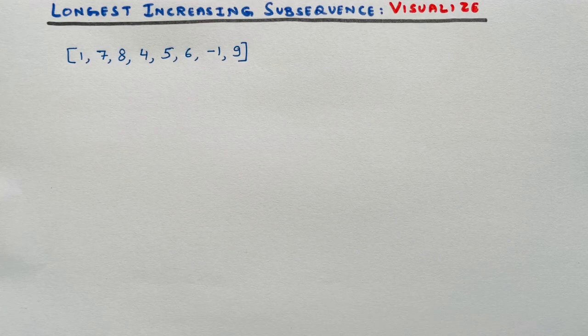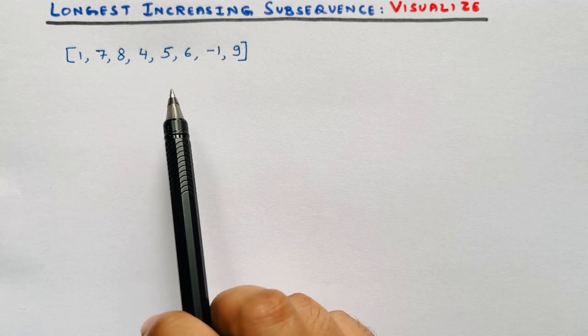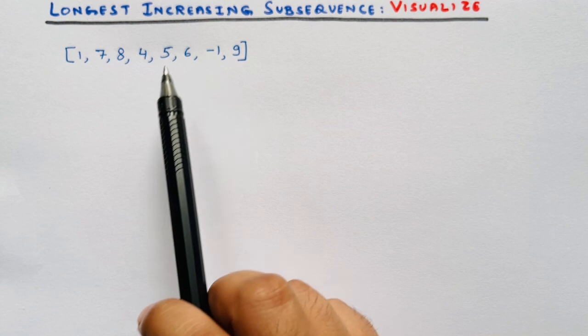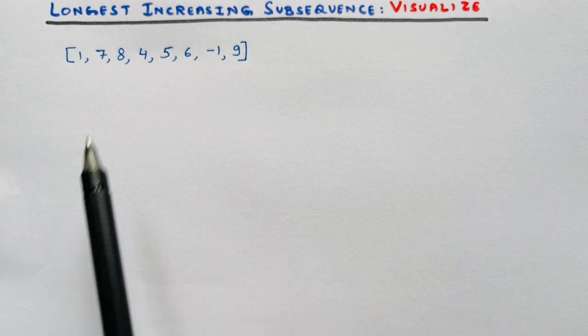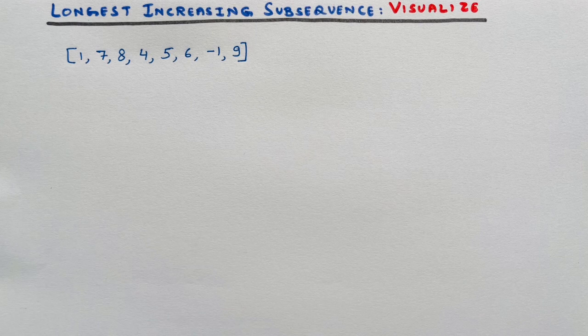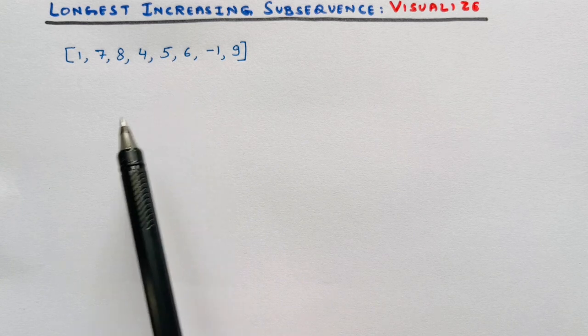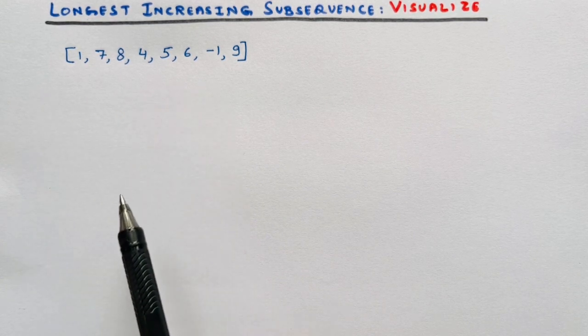Before jumping to the solution, let us try to see how a common student will think about this. So consider this as our example array. Our aim is to find the longest increasing subsequence in this example array, the length of the longest increasing subsequence. So let us consider each of these elements one by one and see how does the longest increasing subsequence develop as we move forward in the array.